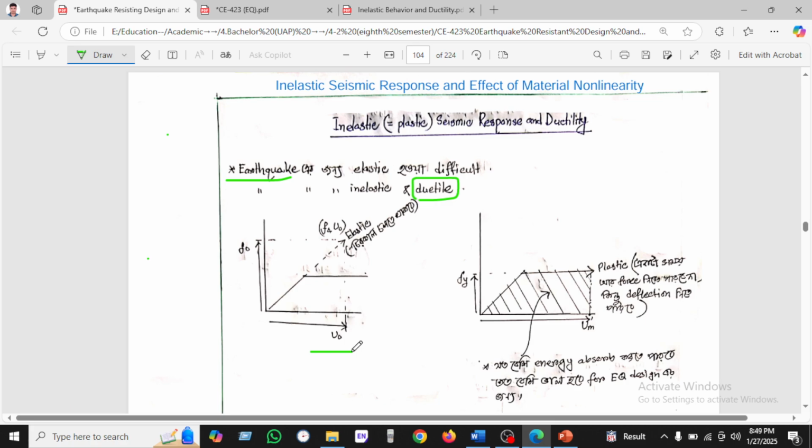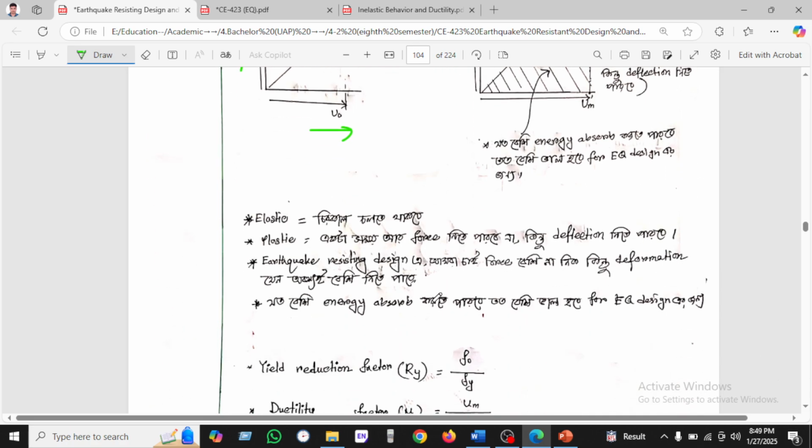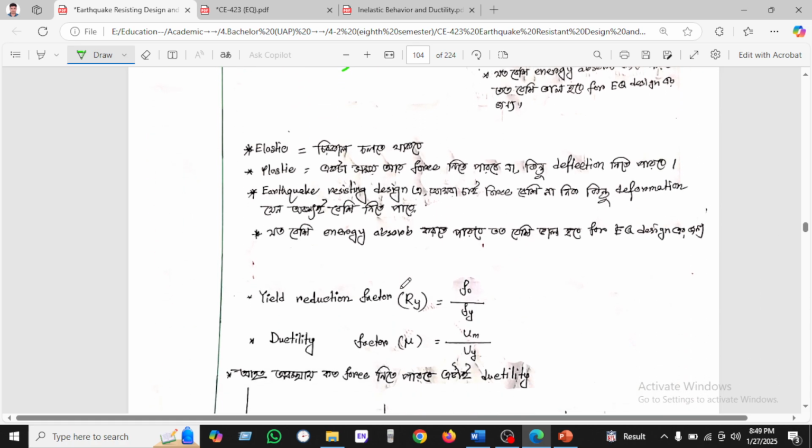So you can see the deflection is on the x-axis and the force or stress is on the y-axis, and this region is what we have been calling the plastic region. The area of the plastic region gives the energy absorption. If the material absorbs more energy, then it will be good for earthquake resistance design.